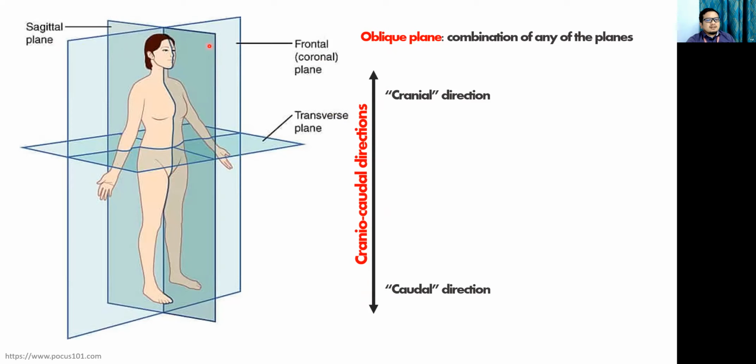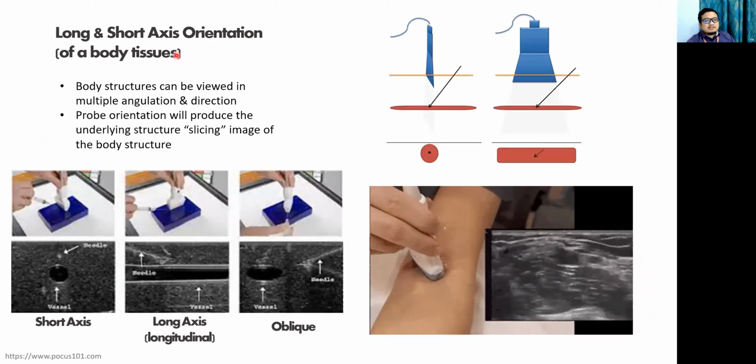Sagittal plane, like this, cuts between the left and right of the patient. Coronal plane will cut between the front and the back of the patient, anterior and posterior. Transverse plane goes transversely along the body of the patient. When we scan in the transverse plane, the ultrasound probe will be like this, and cranially it goes up towards the head.